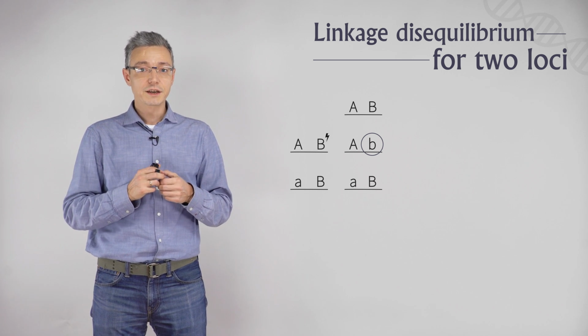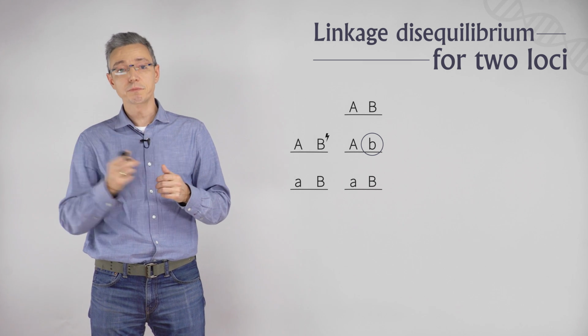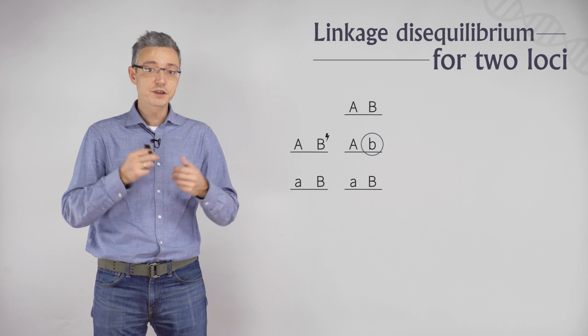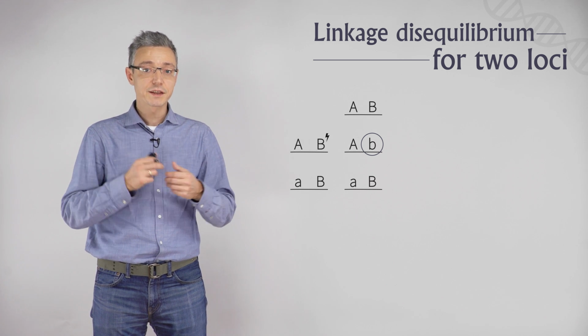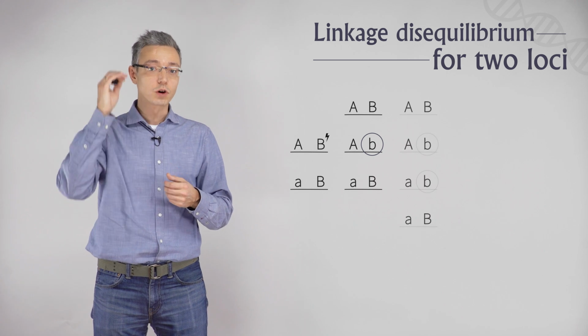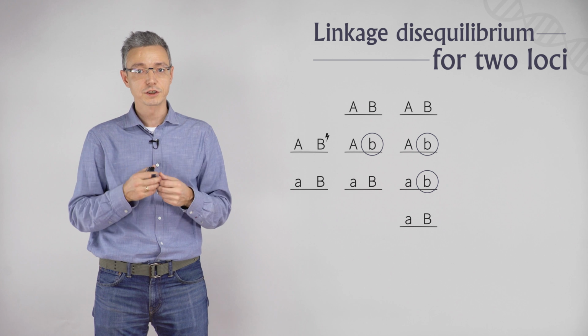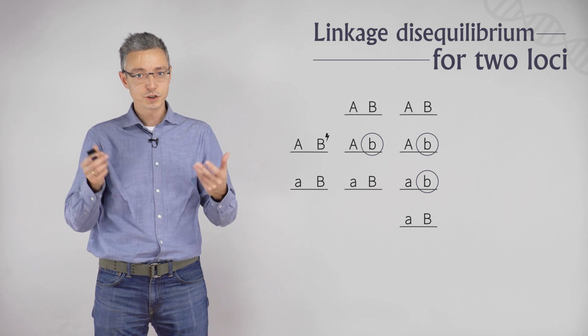If these loci are relatively far apart, or a lot of time has passed, then there may be recombination between the two loci, and after some time you may see that in the population all four haplotypes, carrying all combinations of capital and small letters at both locations, are possible.